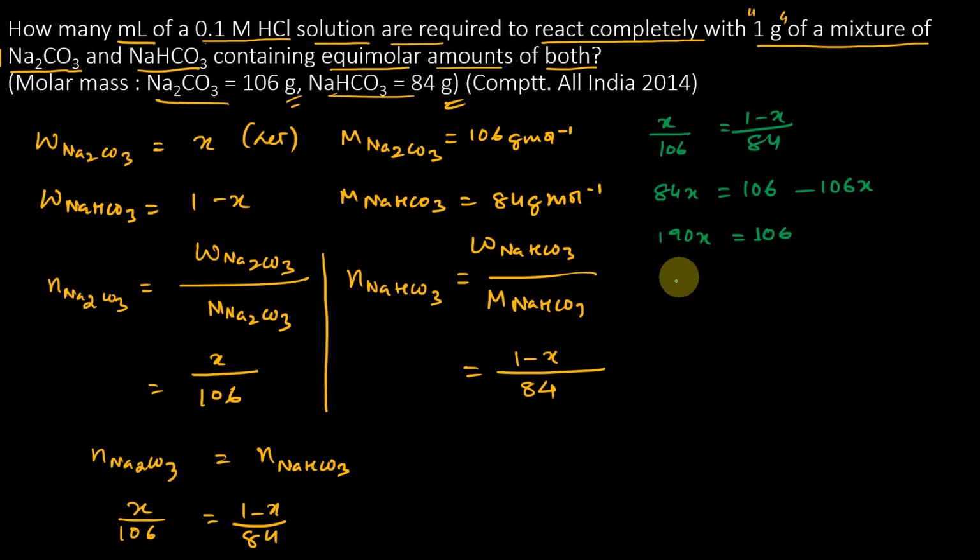Correct. So ये क्या हो जाएगा? x equal to 106 divided by 190. So 0.557 is x in terms of gram. And what is then 1 minus x? This is the weight of Na2CO3 is equal to x.